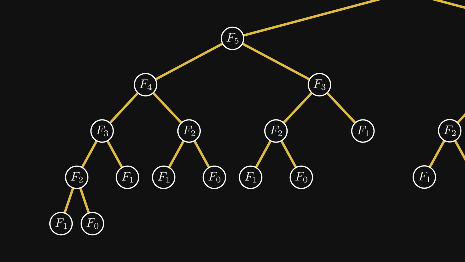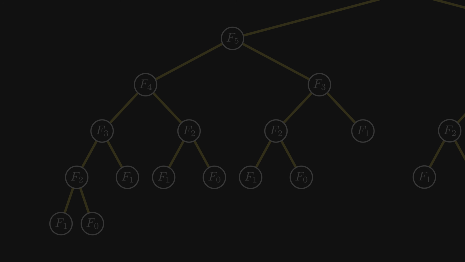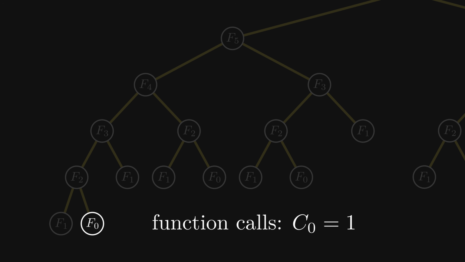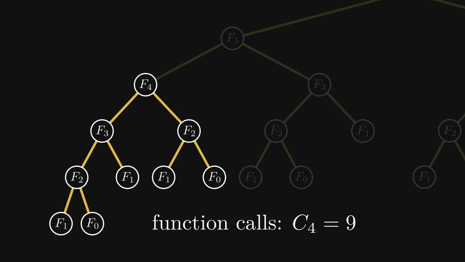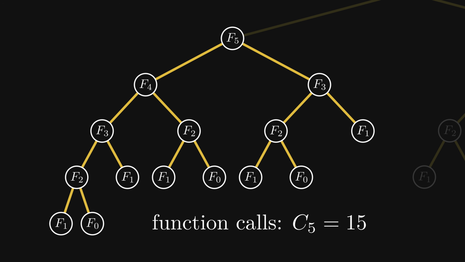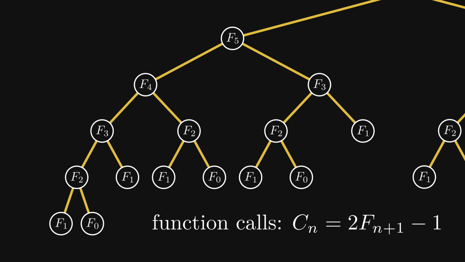When computing the Fibonacci numbers recursively, the number of function calls also grows insanely fast. How fast? Let's see. f0 and f1 require only one call, as they are terminating conditions. f2 requires 3 calls, f3 requires 5, f4 requires 9, f5 requires 15, and so on. In general, fn requires 2 times f(n+1) minus 1 function calls. This is a problem in practice.